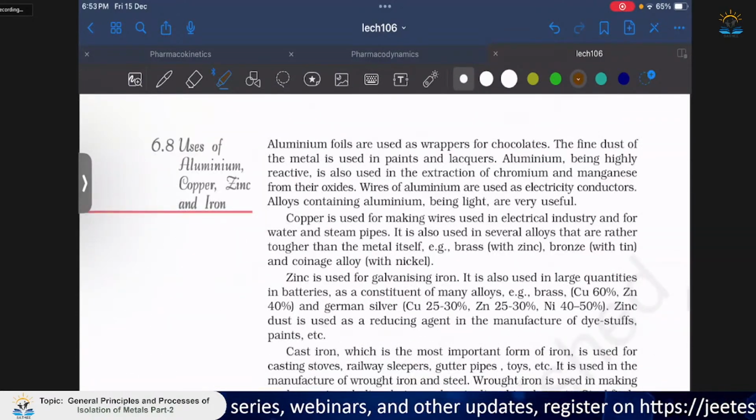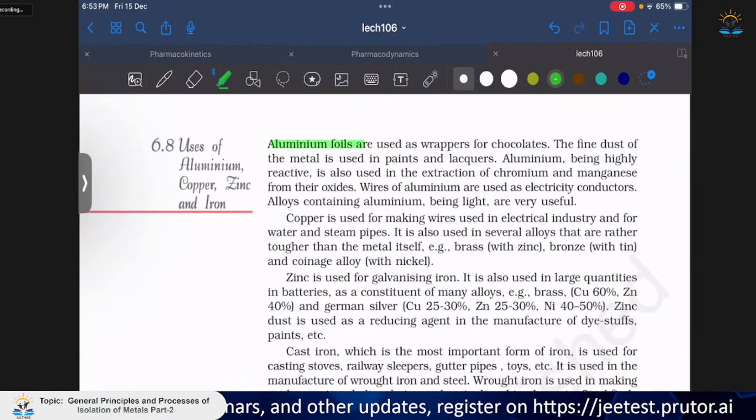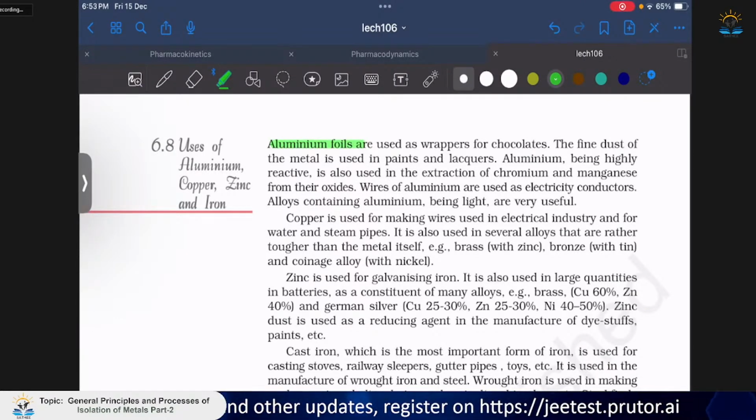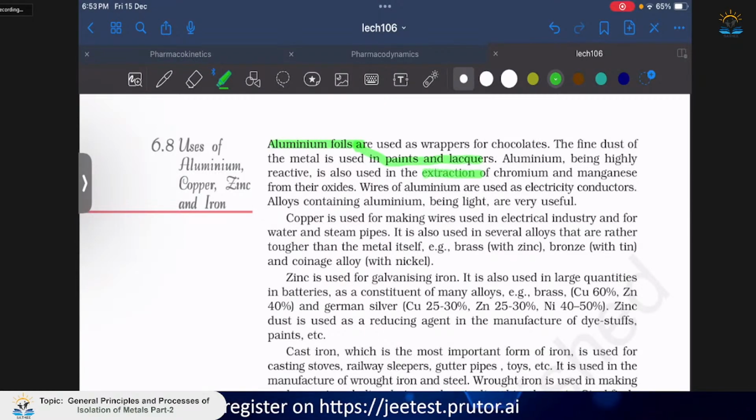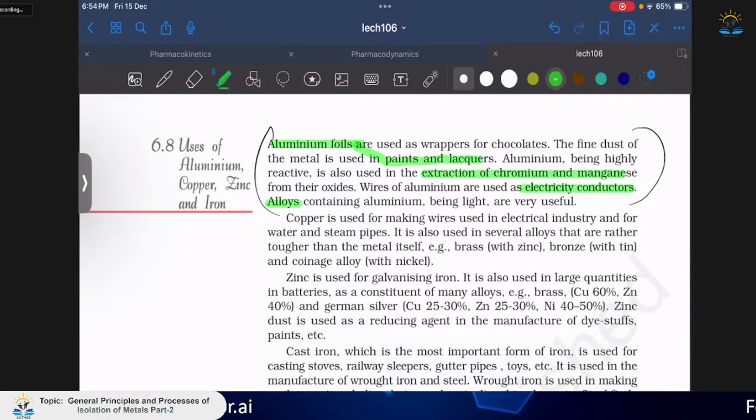Then uses, we are at the end of the chapter. Uses: aluminium foils are used as wrappers for chocolates. Aluminum is used in paint and lacquers. Then extraction of chromium and manganese from oxide. Aluminum wire, electricity conductors, alloys, all of this is aluminum. So remember all the uses also.